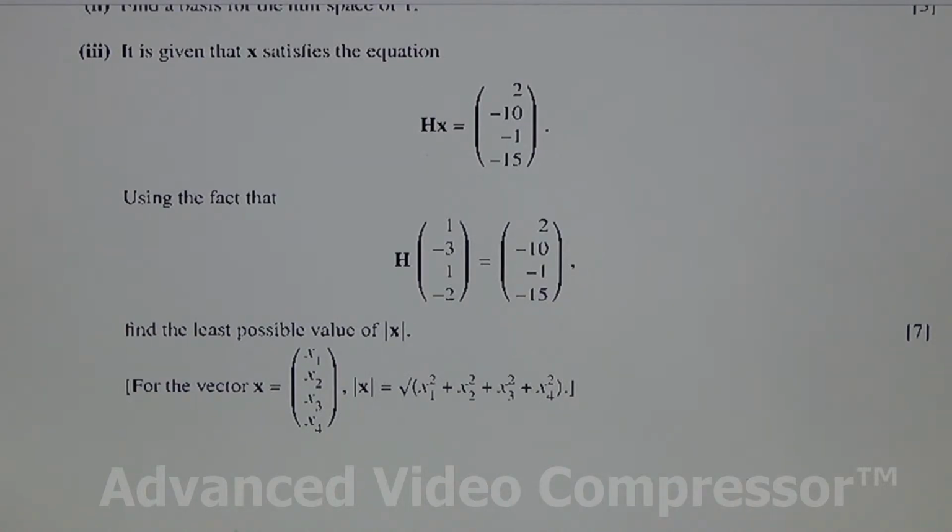Also for the vector x = (x1, x2, x3, x4), the modulus of x is going to be the square root of the sum of all the elements inside, each one of them squared.